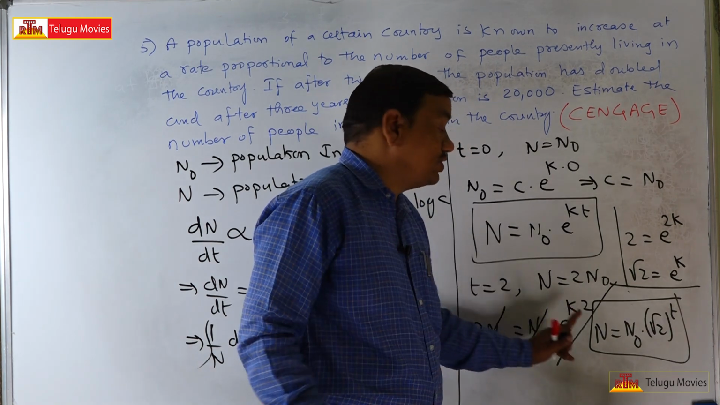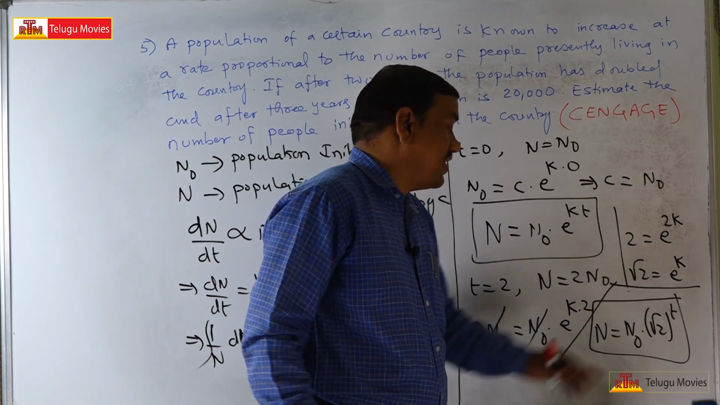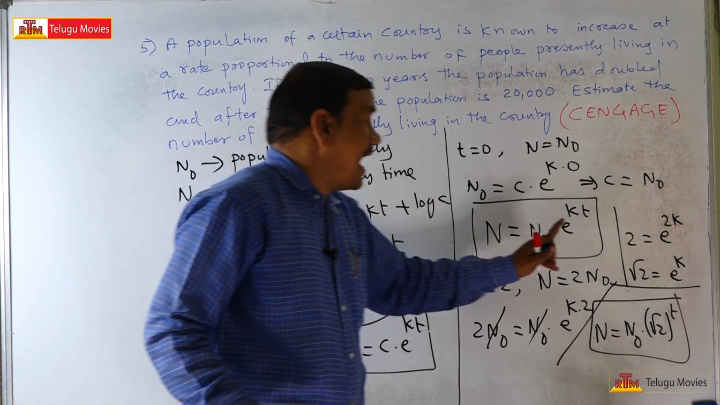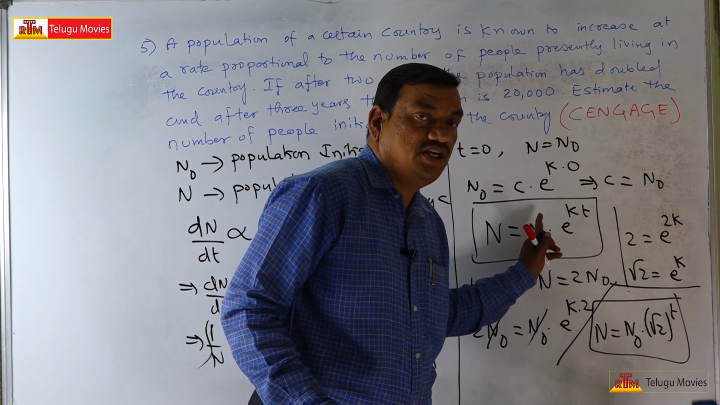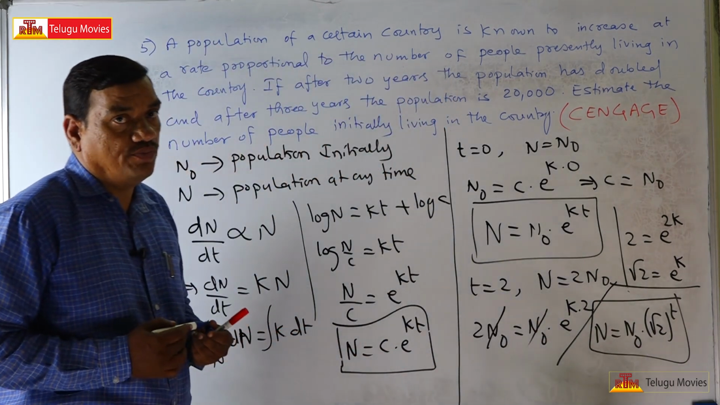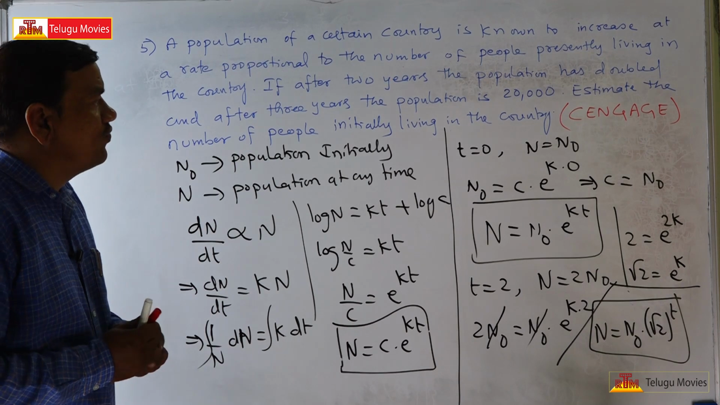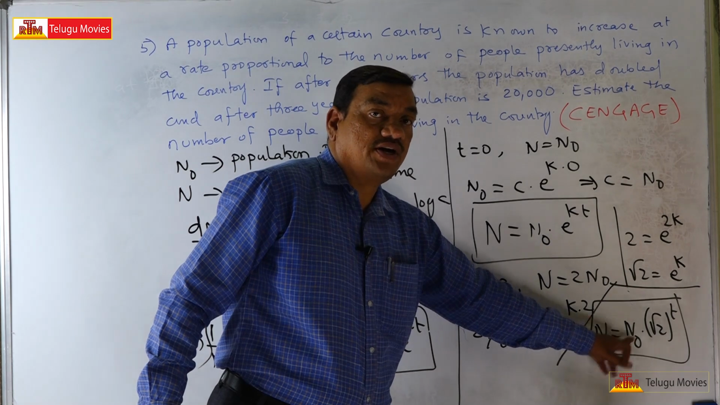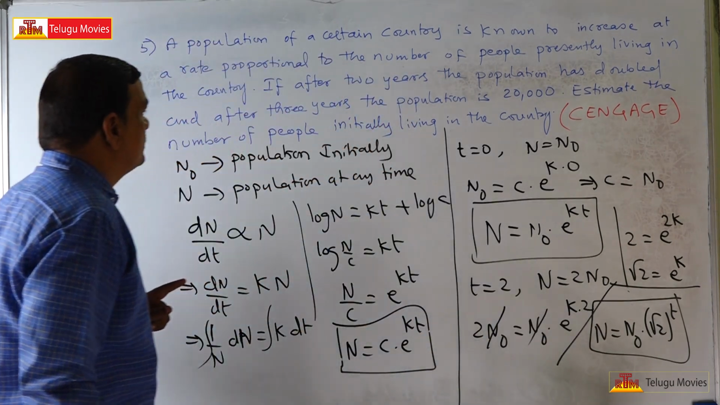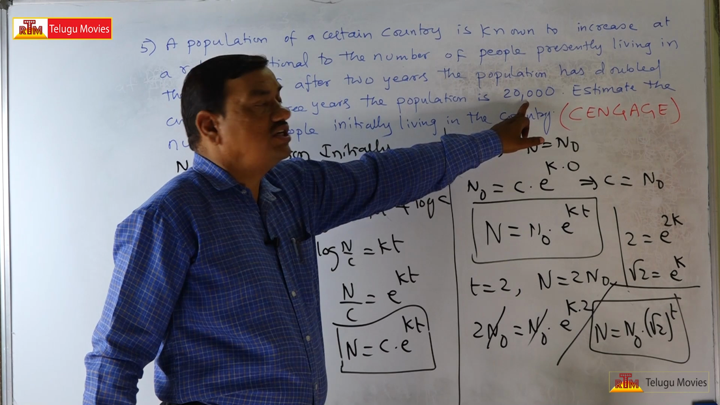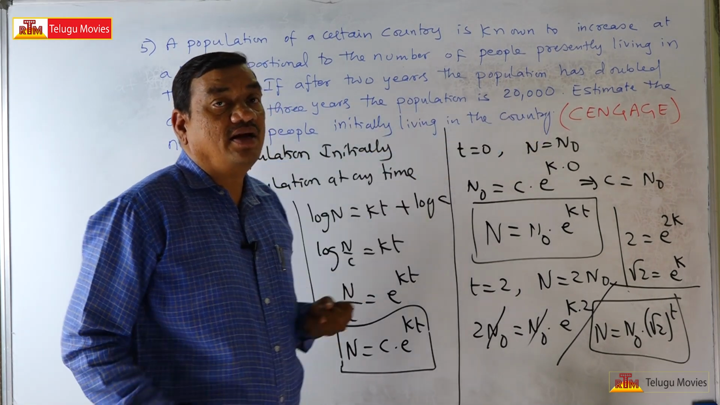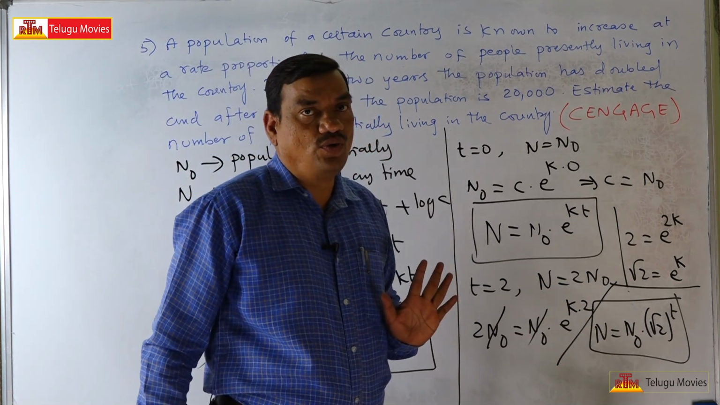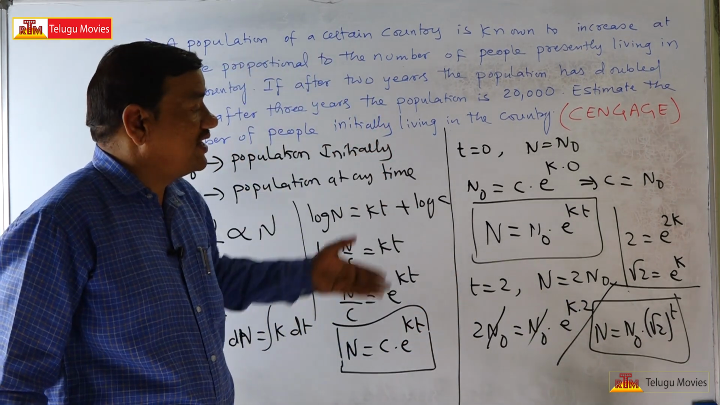So everything is known, n value, n naught value, t value. We removed the c value and the k constant, both are removed. Okay. So now we have to find out the initial population, that means the n naught value. For this, one more data is given. After 3 years, the population is 20,000. That means when t is equal to 3, n value is 20,000. Now we will apply that data and we will get the n naught value.